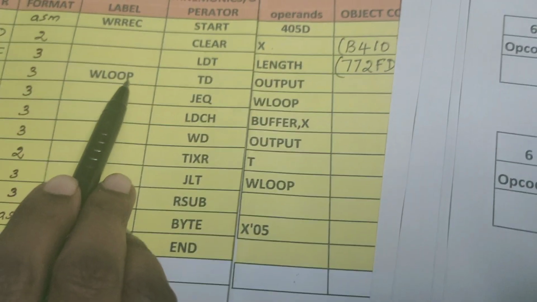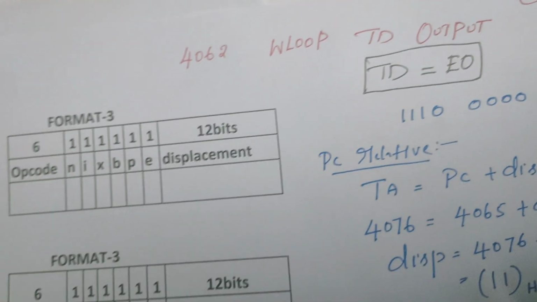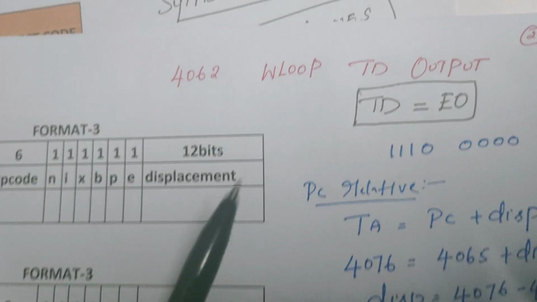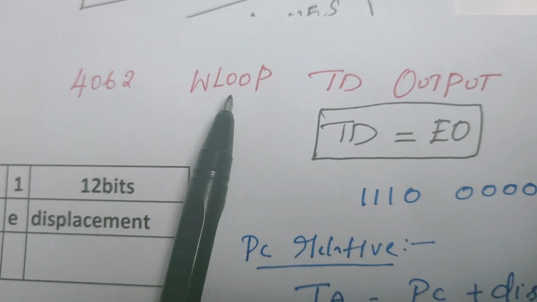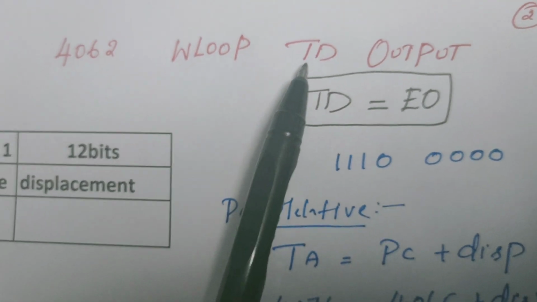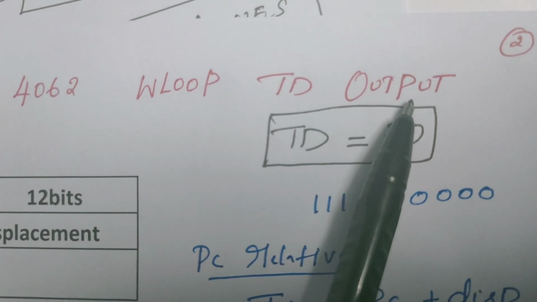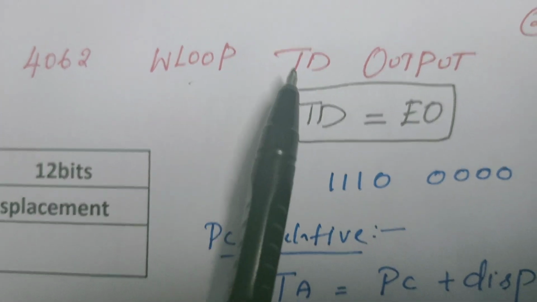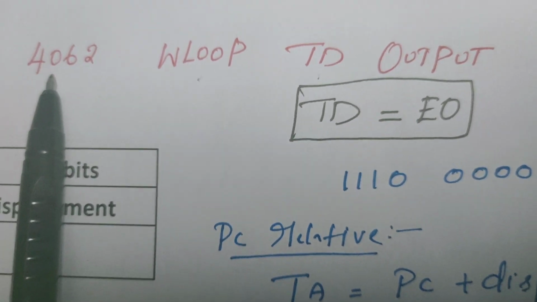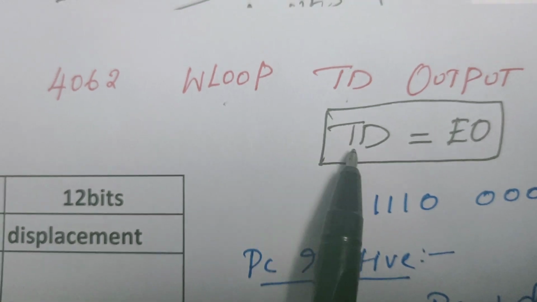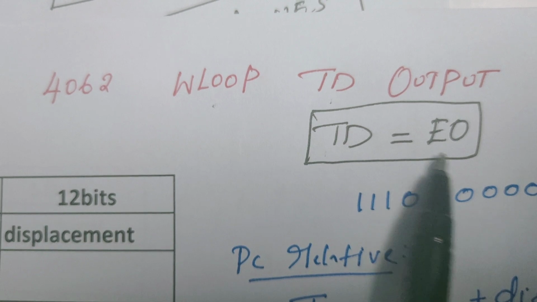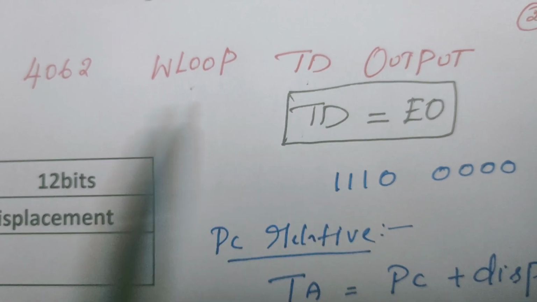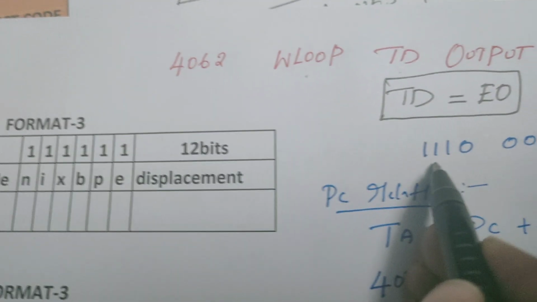Similarly, let us move on to this instruction, TD output. So this is the instruction. For this only we are going to find the object code now. TD is the operator or the mnemonic. Its operand is output. Of course, this is a label being given, and the starting address of this instruction is being given as 4062. For TD, the opcode is given as E0. So let me write the opcode here. Already I have written here in the binary format.